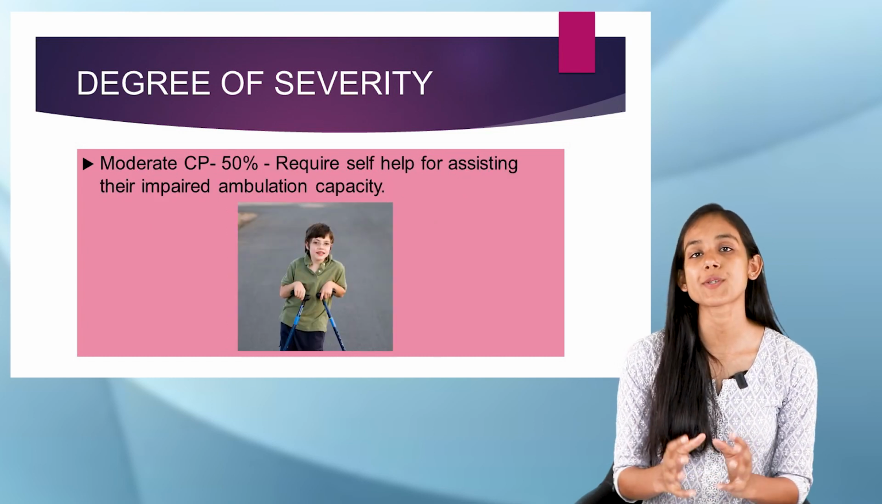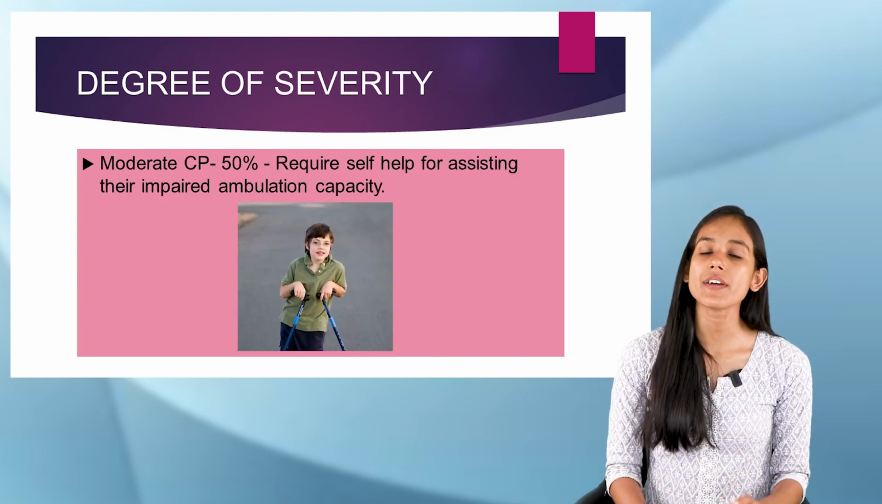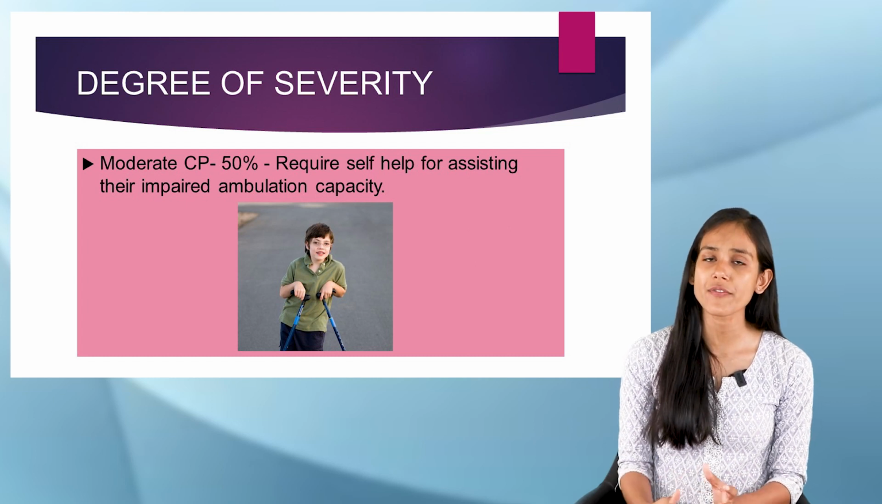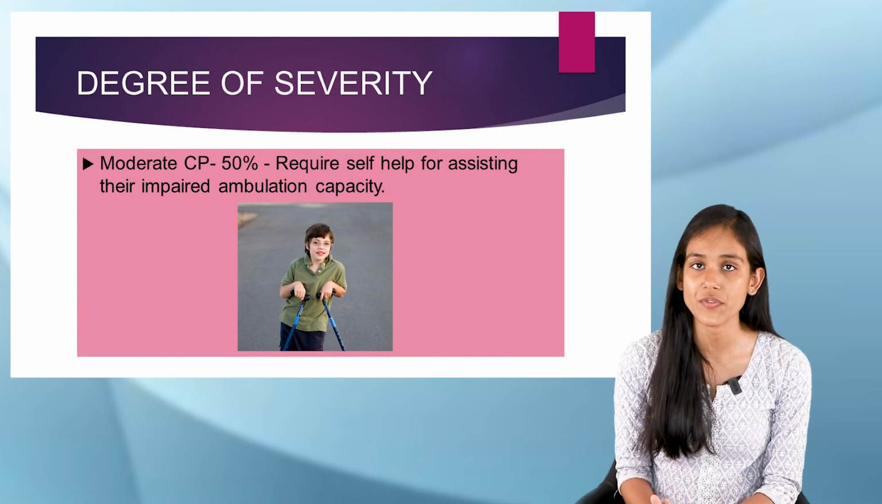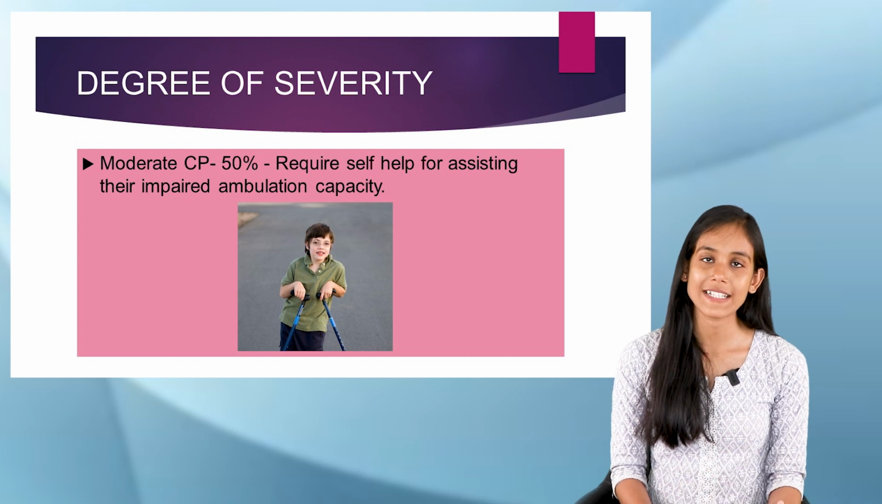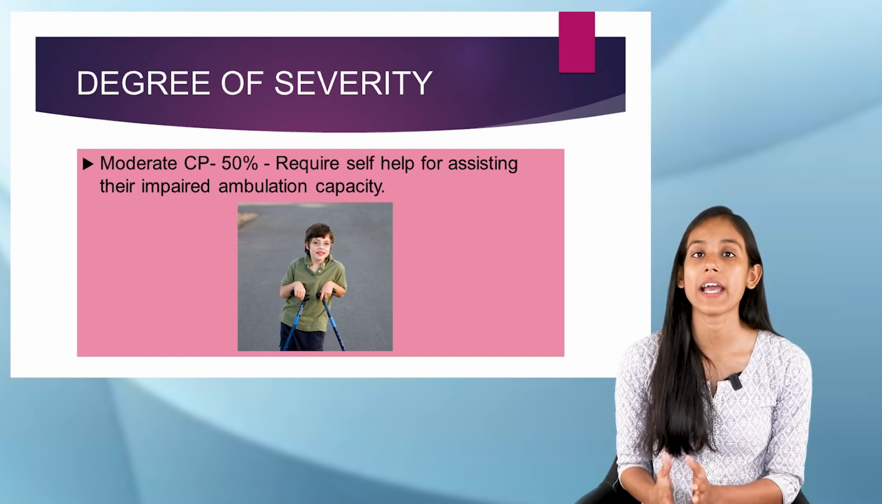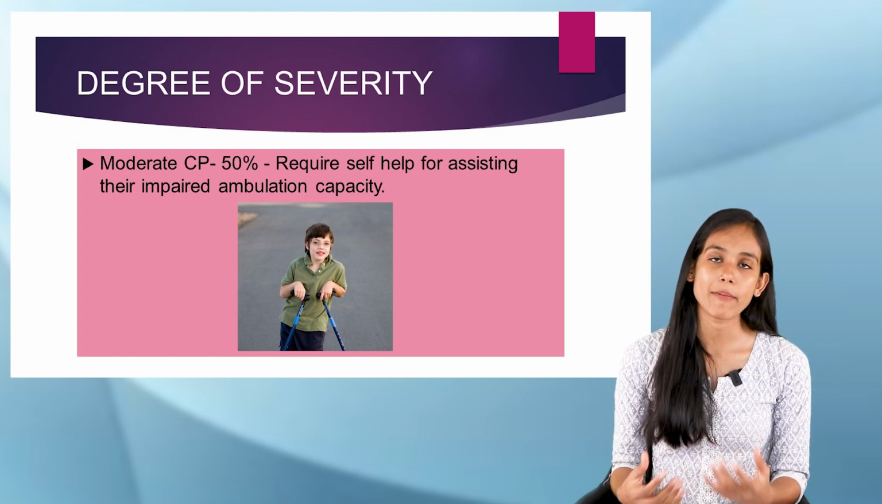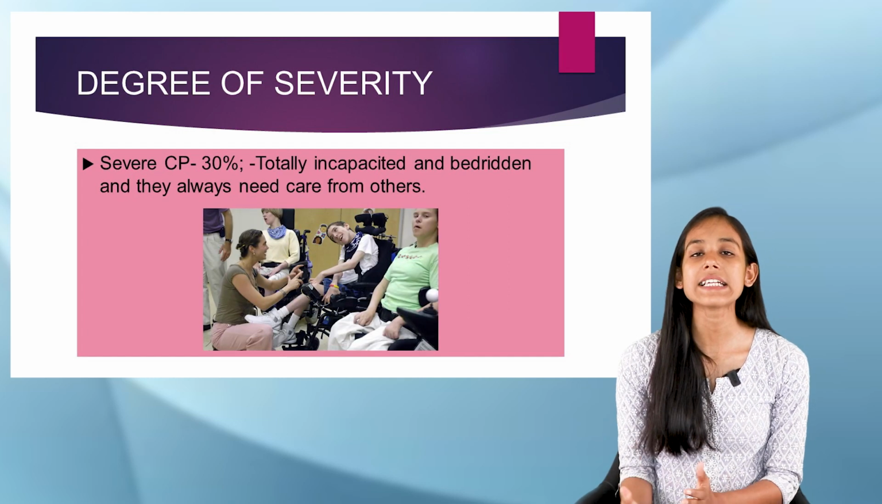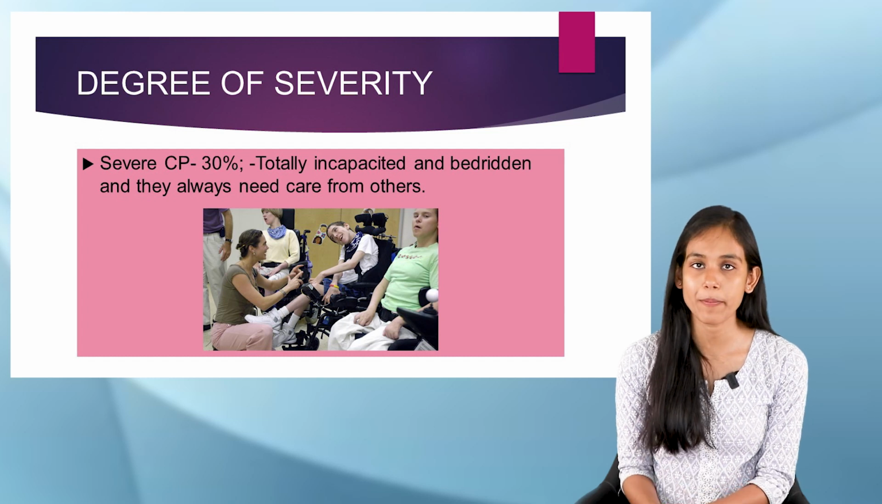And the second one is moderate cerebral palsy. So here in moderate cerebral palsy, most of the cases, almost 50% of the cases, are moderate cerebral palsy, where there is a requirement of help for their impaired ambulation capacity. And then at last there is severe cerebral palsy.